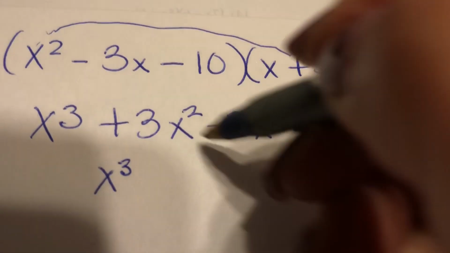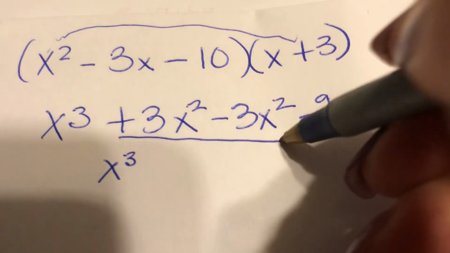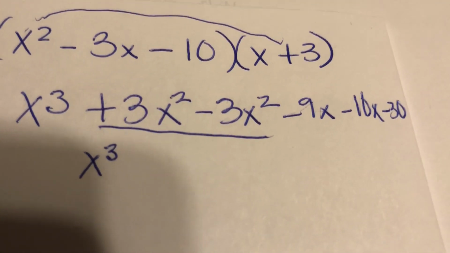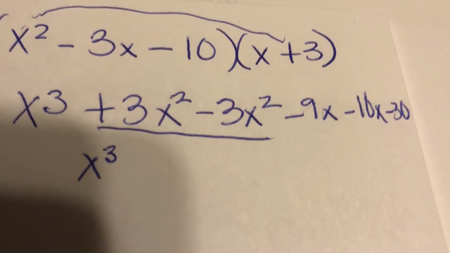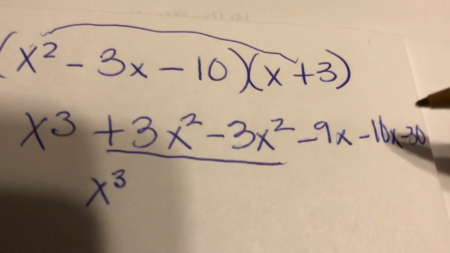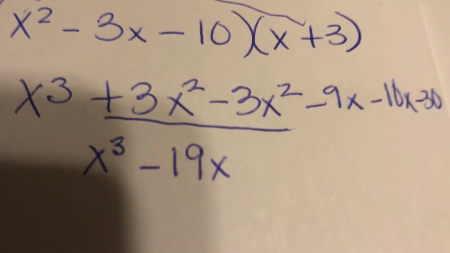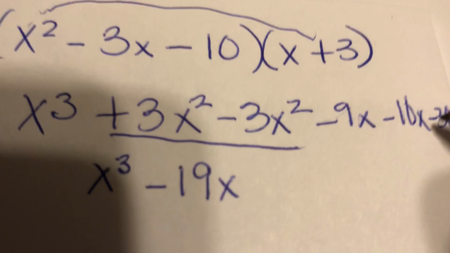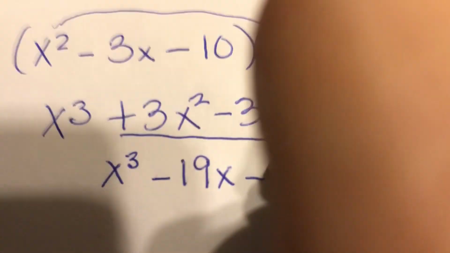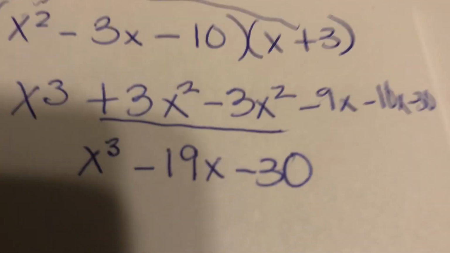There's nothing to combine with the x cubed, so we put that. This 3x squared and negative 3x squared are going to cancel, so that's going to equal nothing. Negative 9x and negative 10x is going to give you negative 19x, and then the negative 30. And that's one way you can do it.